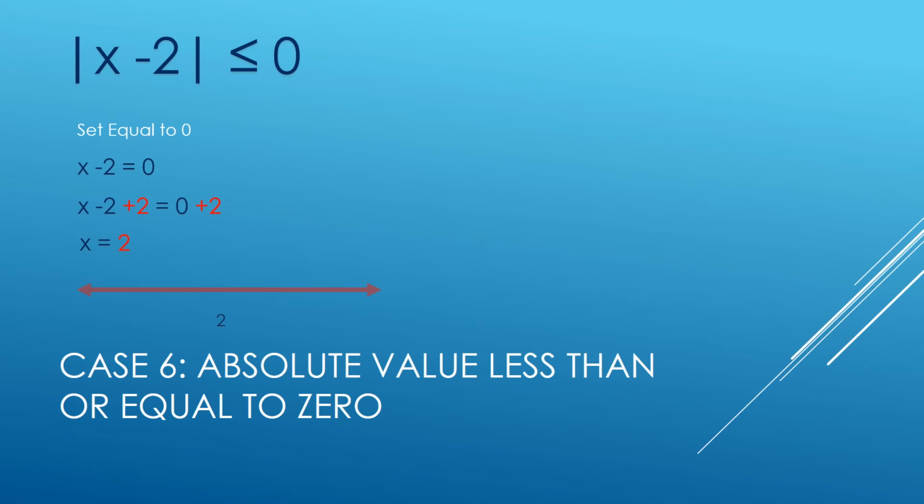So we'll label 2 on our number line, and we'll shade the point. Now you'll notice the answer is in brackets, 2. We do not need to include interval notation since it's only 1 point.